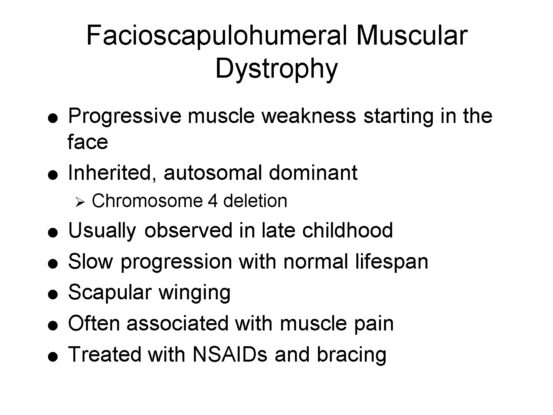This condition is a genetically inherited, autosomal dominant disorder that causes progressive weakness beginning in the face, shoulder blades, and upper arms. It is typically diagnosed in late childhood and progresses slowly. Scapular winging is a hallmark sign. Pain is common, and treatment may include NSAIDs, bracing, and physical therapy.